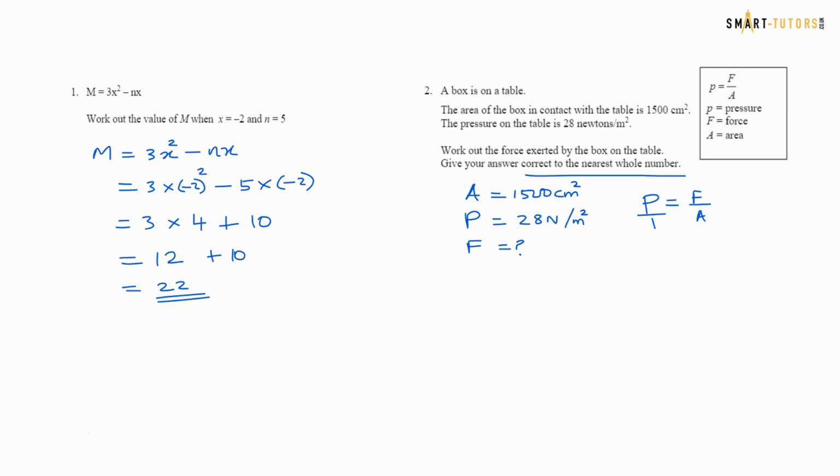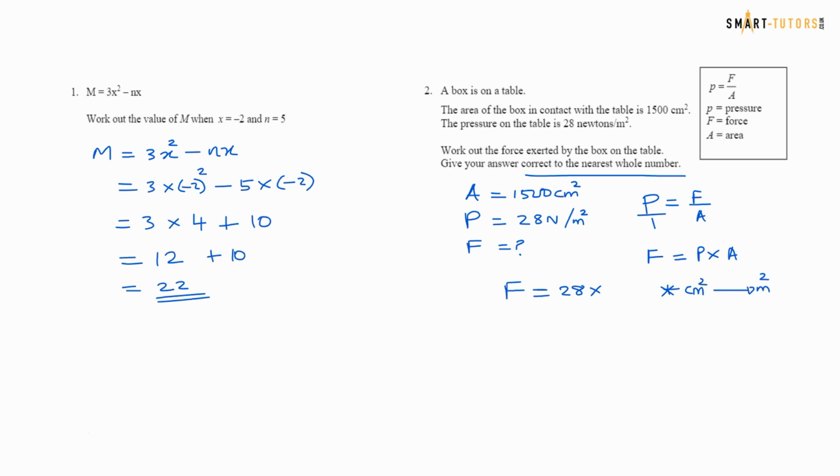So we can cross multiply. 1 times F is F equals pressure times A. Right, so pressure is given, 28. Area is 1500 centimeter squared. So we can find F equals pressure, 28, times area, 1500 centimeter squared. Here is the problem. If you look carefully at this question, pressure is in meter squared and area is in centimeter squared. So we need to convert the centimeter squared to meter squared.